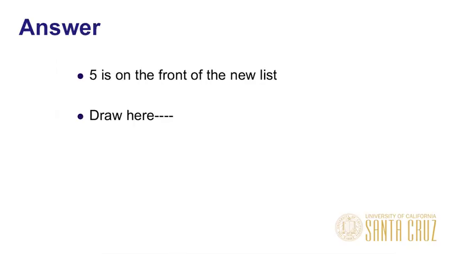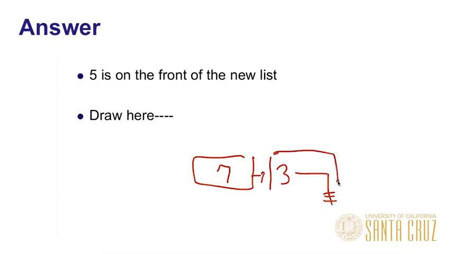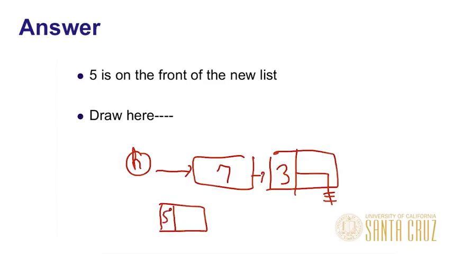So let me draw it. So here's the existing list with its head. We now create a new element, data element 5, and we're creating it with the old head. So the old head is really this address. And then we break that connection and assign that address using the fact that new returns the address on the heap where you manufactured that list element.